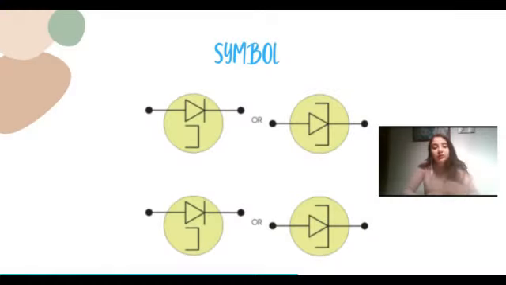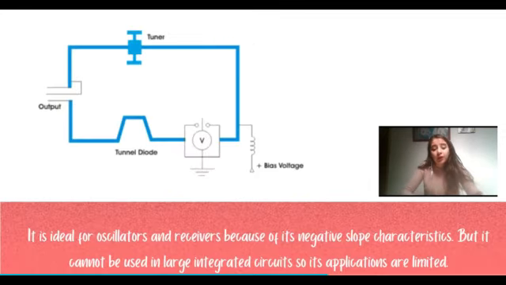Symbol. The tunnel diode is a type of semiconductor diode that is capable of operating very fast in the frequency range of microwaves. It's a quantum mechanical effect known as tunneling. It is ideal for oscillators and receivers because of its negative slope characteristic, but it cannot be used in large integrated circuits, so its applications are limited.